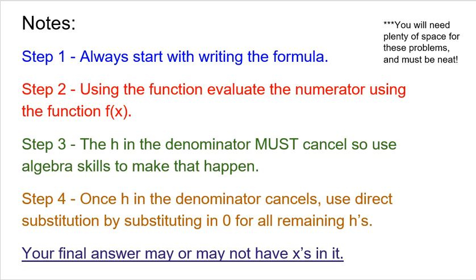And then the idea is this. If we don't make any changes and we do direct substitution, we get 0 over 0. And we know back from limits that 0 over 0 means the limit may exist. We just have to find it. So it's all about trying to get that h in the denominator to cancel. Once that h in the denominator cancels, we're good to go. Now we can use direct substitution by taking h, turning it into a 0, and we're going to get our answer. Now, your answer may or may not contain x's because remember, your answer is not a specific slope. Your answer is a formula to find the slope at any given point.